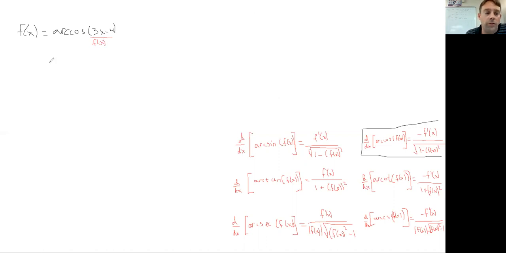So my derivative then, in the numerator, I have negative f prime of x. So f of x is 3x minus 4. F prime of x is 3, because it's linear. So it's going to be a negative 3 on the top, all over the square root of 1 minus f of x squared.